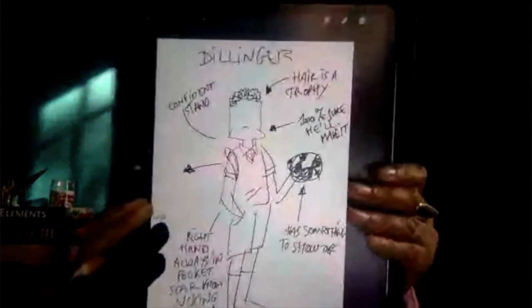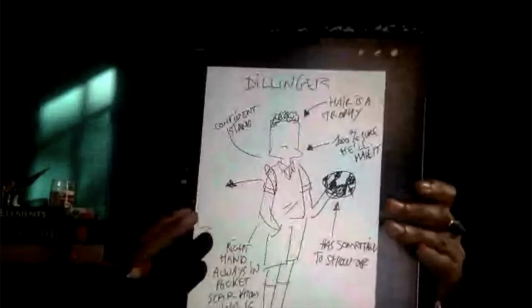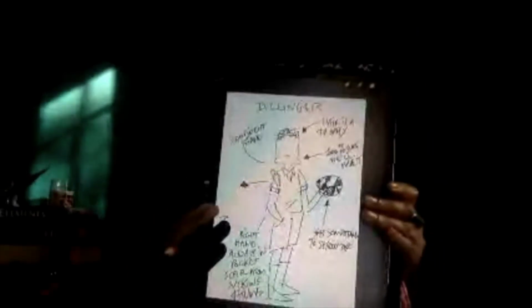That's something to show off. Constantly rolls his, here's a little detail. He has the short sleeves here, but he rolls the short sleeves. Okay, so right here, I have his rolled short sleeves. So that kind of shows a part of his personality. Short sleeves.